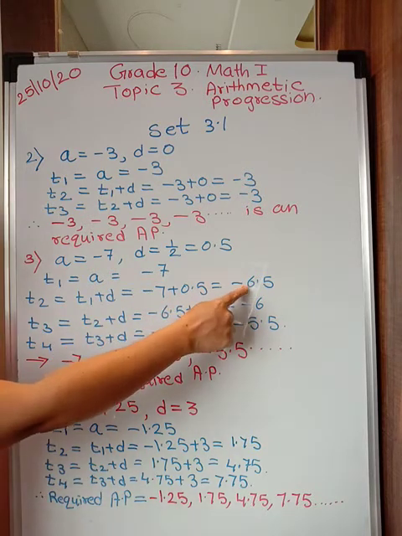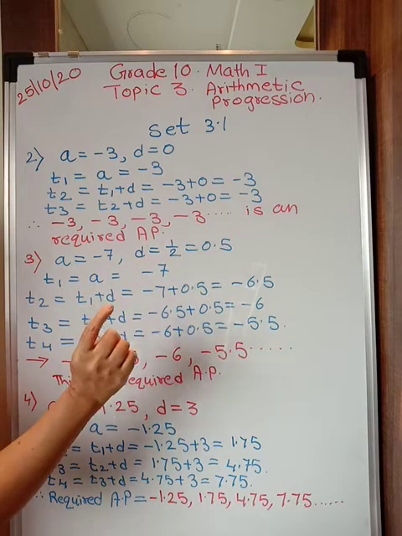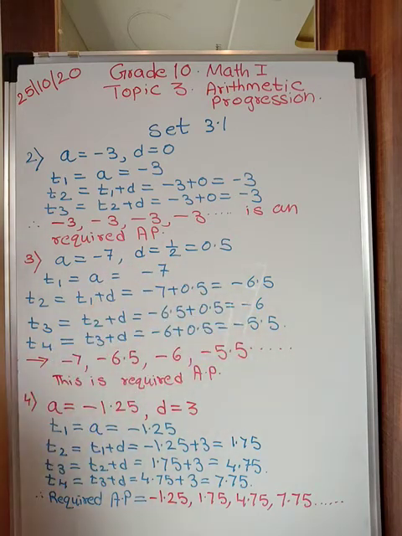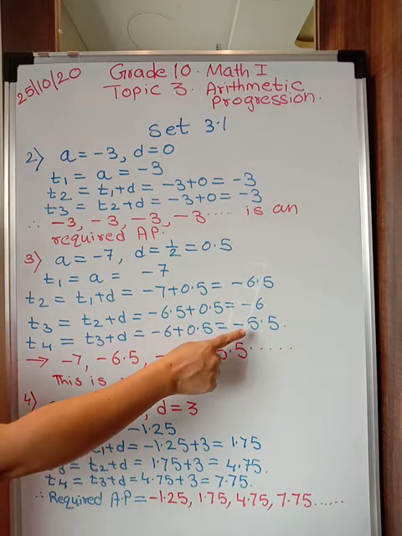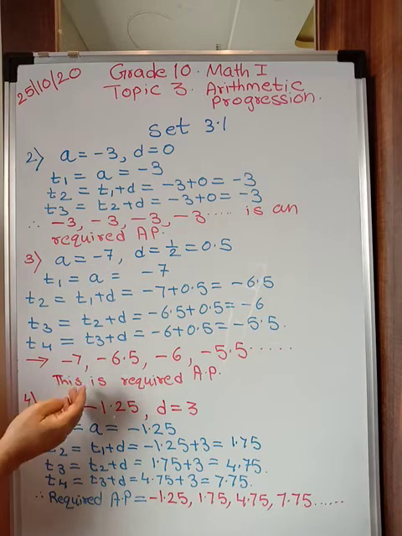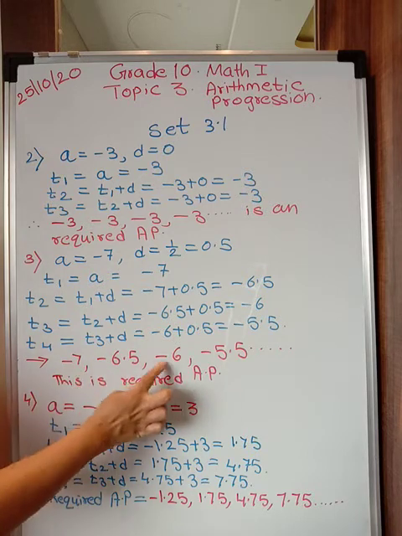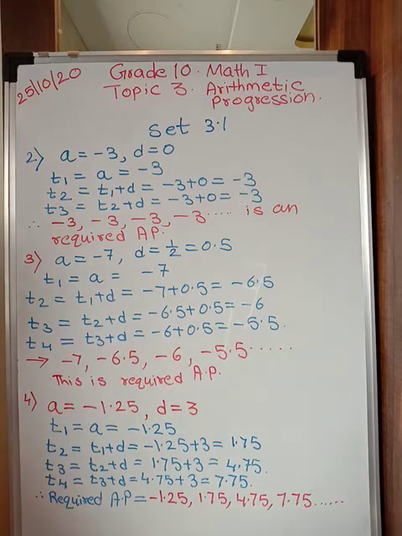The third term is obtained by adding the difference to the second term. Now the second term obtained is minus 6.5. To that you are adding 0.5, which is the common difference. So you are getting minus 6. T4, the fourth term, is T3 plus D, which is minus 6 plus 0.5, which is minus 5.5. Now till how many terms to find out? For a minimum, you find out 4 terms and then you put dot dot dot. That's enough. So this is the required AP.